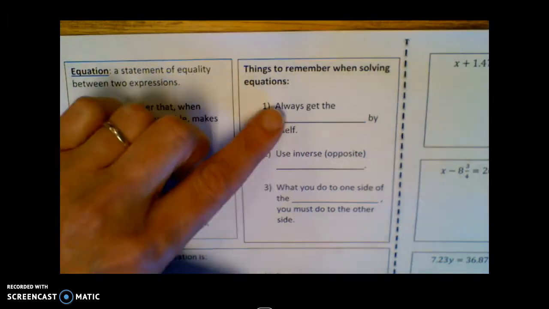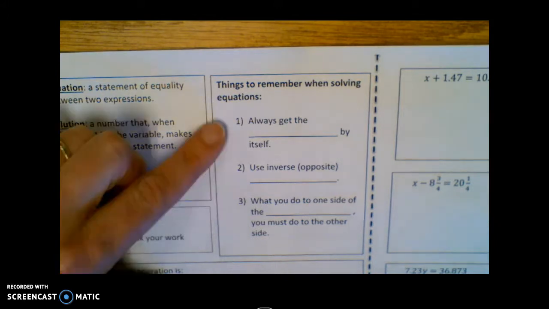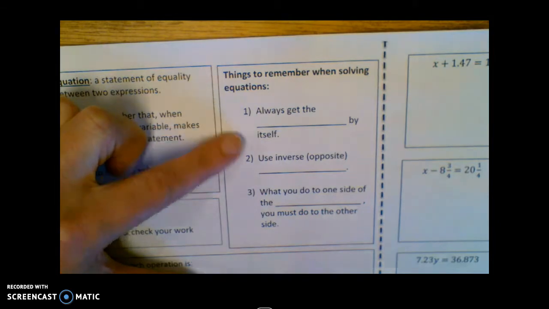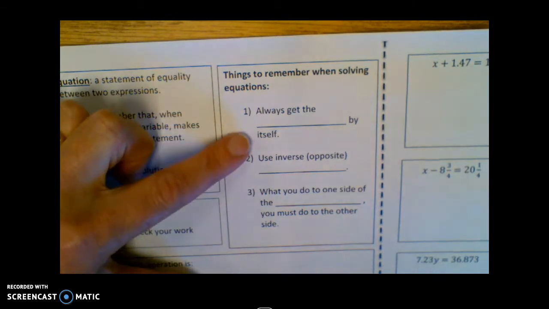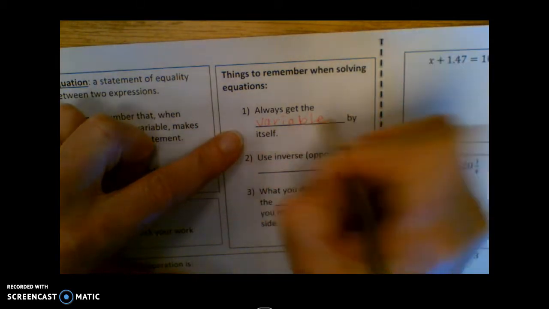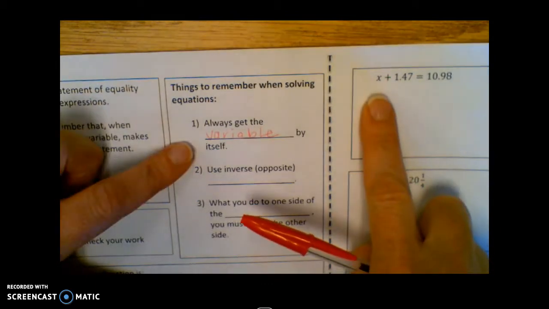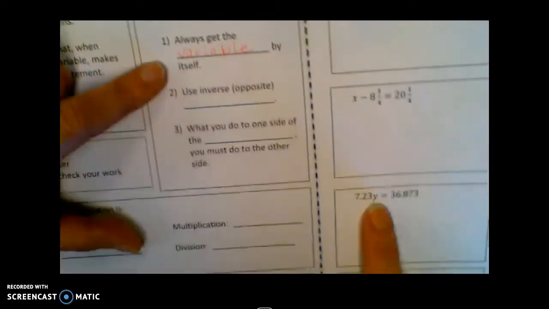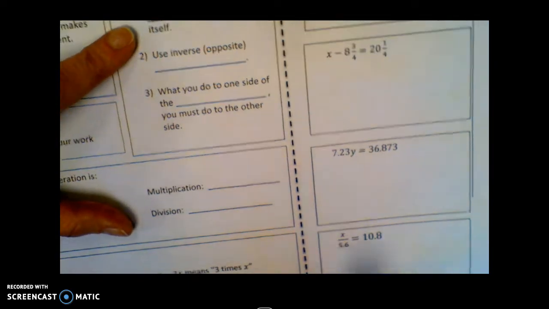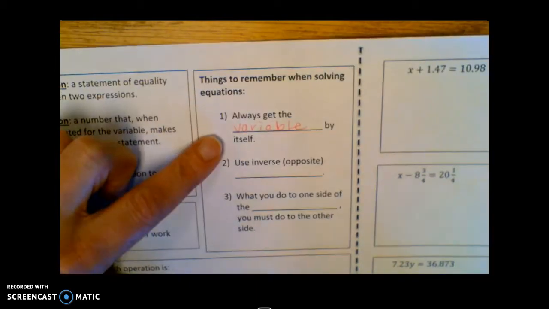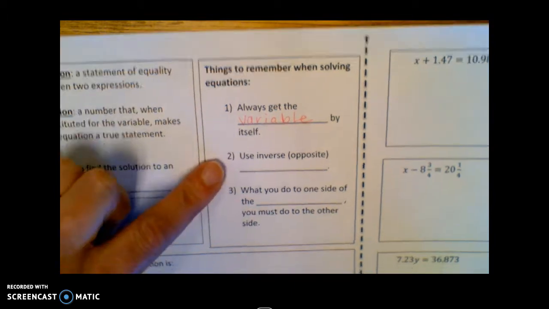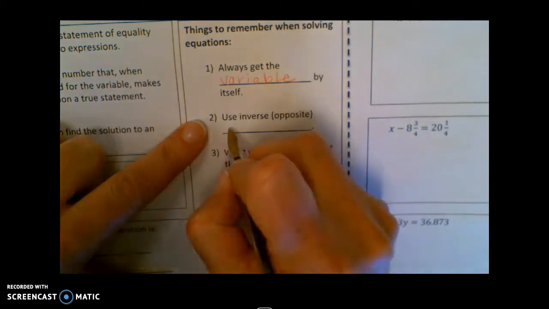Now here's where we're going to be really focusing our attention today. Things to remember when solving an equation. What you need to remember first is always get the variable by itself. So you can see how I use the variable x in both of these examples, and then I use the variable y, and I went back to using x in our last example. So those are the variables in each equation, and again, we're going to be working to always get that variable by itself. And again, we're going to use inverse operations.